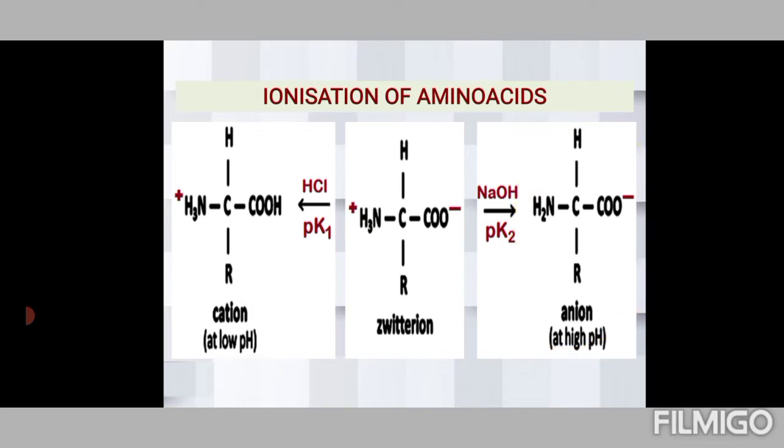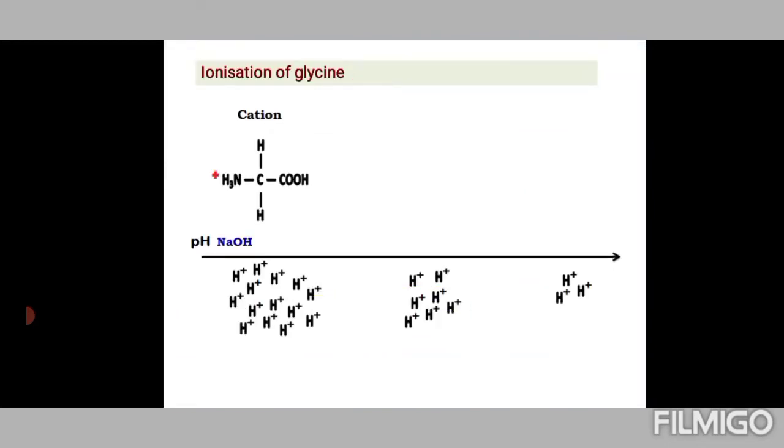And here there are two values, pK1 and pK2. Let us discuss pK1 and pK2, taking ionization of glycine as an example. This is a case when the solution is kept at a very low pH. The pH is 1.0, and glycine exists almost entirely in the cationic form at this pH of 1.0, with a net positive charge of plus 1.0.